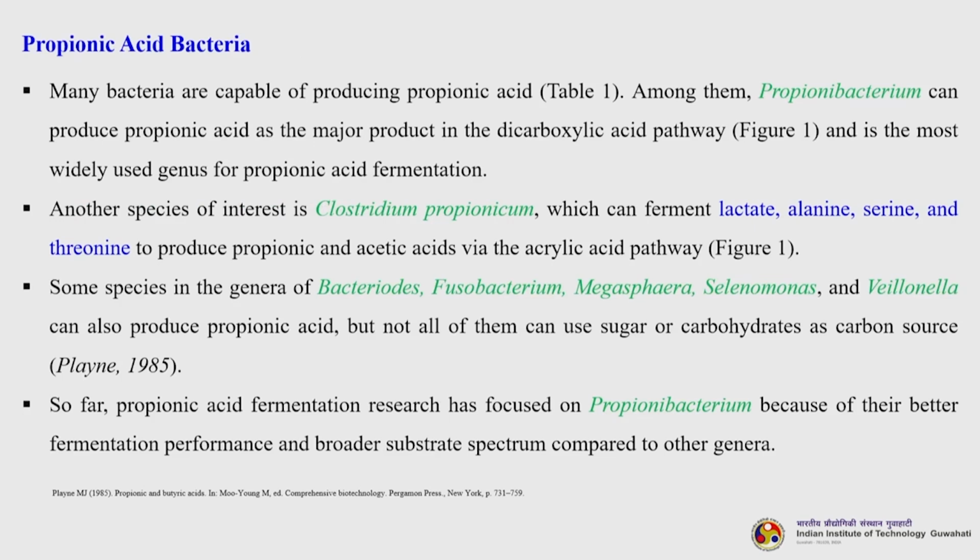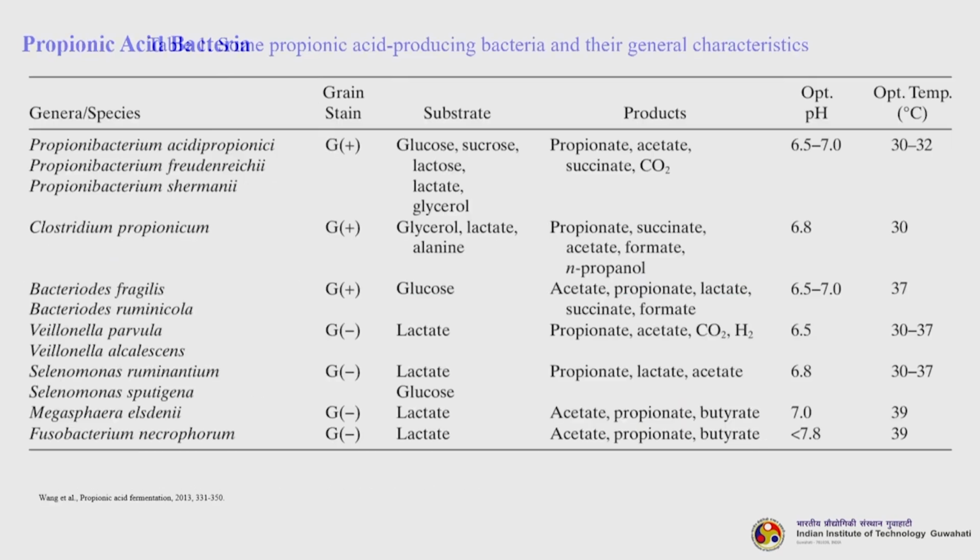So, let us talk about some of the propionic acid bacteria which are being used by various researchers even in the commercial scale to produce propionic acid. Many bacteria are capable of producing propionic acid. I am just showing you table 1, you can see here some propionic acid producing bacteria and their general characteristics are given, we will come back to it later.